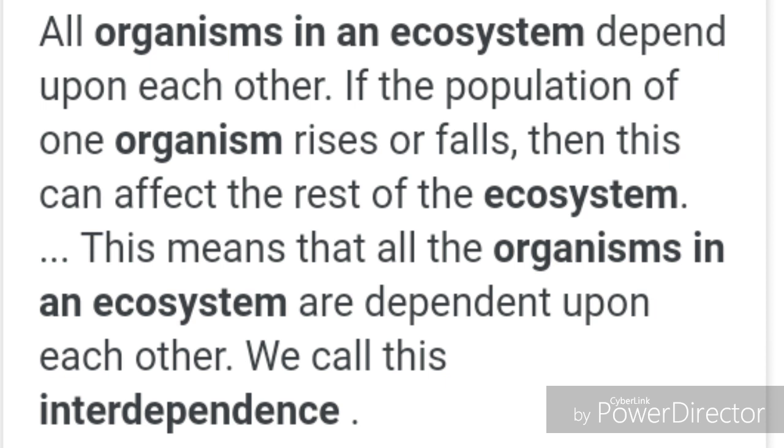All organisms in an ecosystem depend upon each other. If the population of one organism rises or falls, then this can affect the rest of the ecosystem. This means that all the organisms in an ecosystem are dependent upon each other. We call this interdependence.